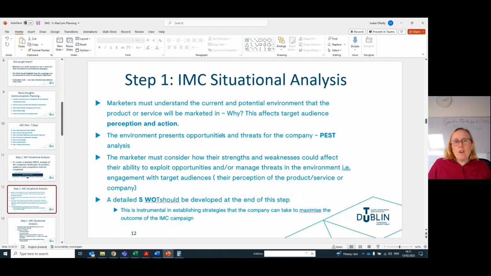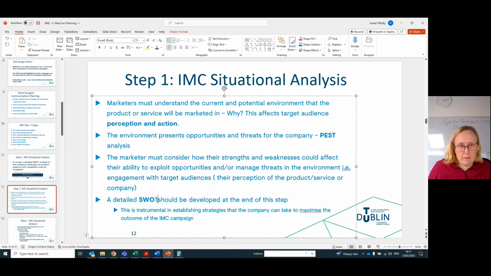Marketers must understand the current and potential environment that the product or service will be marketed in. This affects the target audience perception and action. The environment presents opportunities and threats for the company. And so this is where we do the PEST analysis. The marketer must consider how their strengths and weaknesses could affect their ability to exploit opportunities and or manage threats in the environment. So that is engagement with target audiences, their perception of the product or service or the company as a whole. A detailed SWOT should be developed at the end of this step. Sorry about the spaces in the wrong places. And usually we'll add an LE there, as PESTLE is more common.